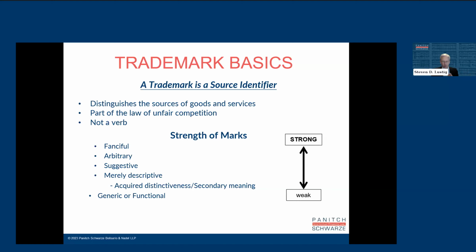Then you get into merely descriptive terms. Merely descriptive terms are not protectable because they're part of the regular language lexicon, unless they've acquired secondary meaning or acquired distinctiveness. I'll give you an example. I'm an auto racing fan. There is a track called the Indianapolis Motor Speedway. The mark Indianapolis Motor Speedway is descriptive. It's a motor speedway. It's in Indianapolis. So it's merely a descriptive term.